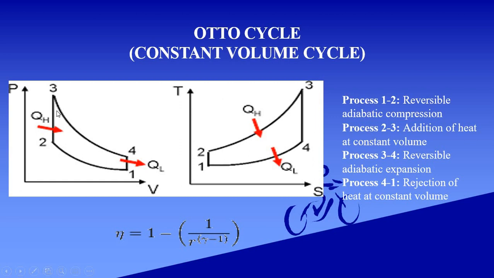So 2 to 3. Then 3 to 4 is an adiabatic expansion process, so the entropy remains constant. And 4 to 1 is a heat rejection process, and so the temperature reduces. This is an adiabatic process, so the entropy remains constant.